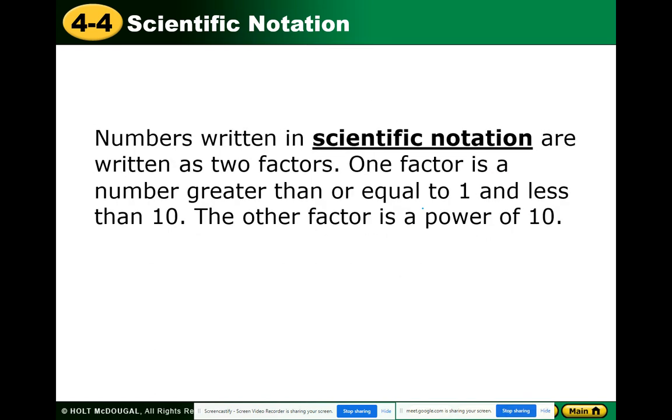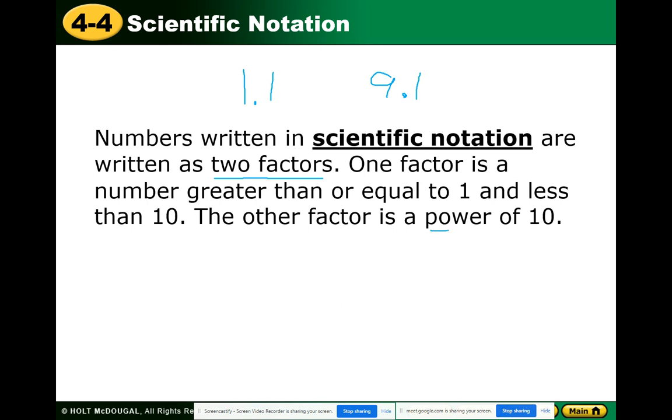Numbers written in scientific notation are written as 2 factors. So there are actually 2 numbers we have to write. One factor is a number greater than 1 and less than 10. That means any number that has one number ahead of the decimal and then other numbers. No matter what I write, if there's only one number ahead of it and then other numbers, it'll be between 1 and 10. So there's always one place to the left of the decimal when we're doing scientific notation.